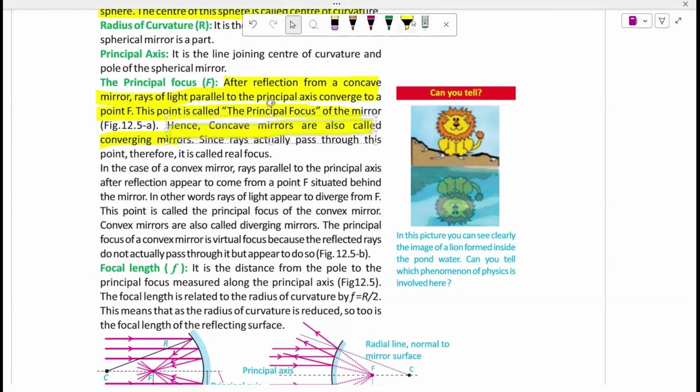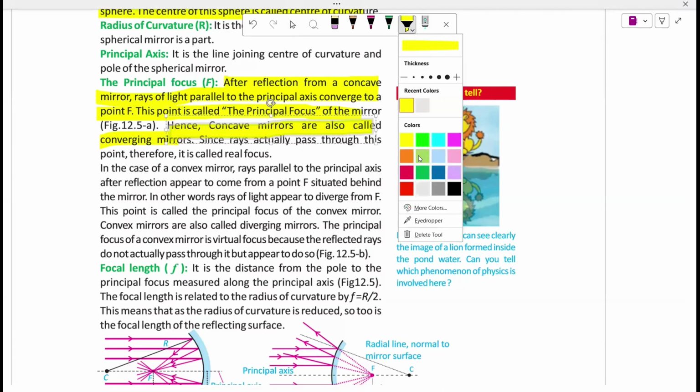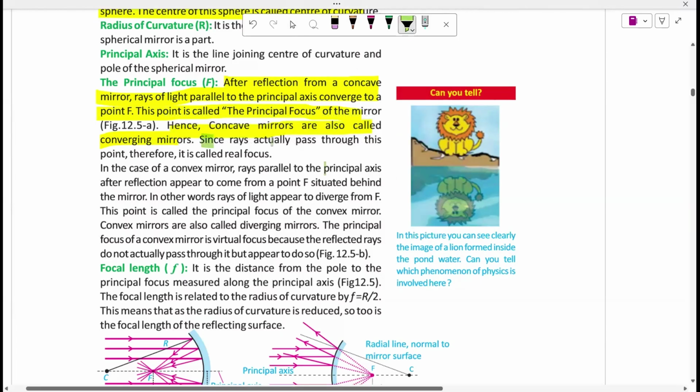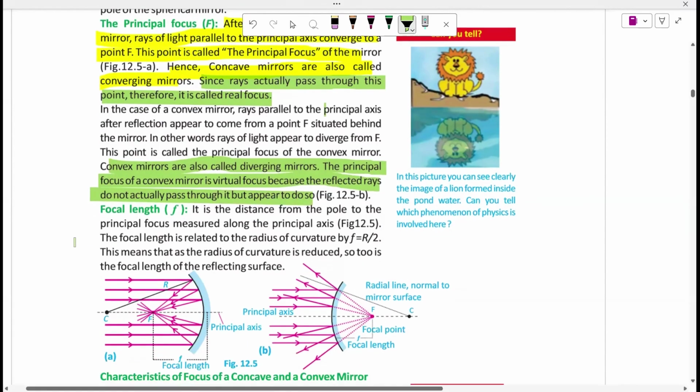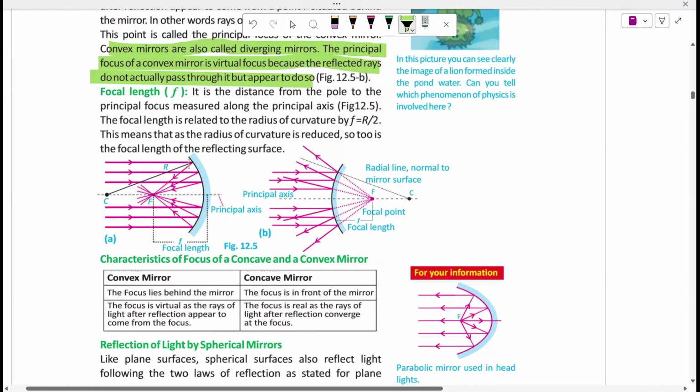Since rays, this is the important point which I was telling you, कि since the rays are actually meeting, so actually pass through this point, these are called real focus, whereas convex mirror में वो actually pass out नहीं करती, इस वजह से हम उसको कहते हैं virtual focus. Convex mirrors are also called diverging mirrors. The principal focus of a convex mirror is virtual because the reflected rays do not actually pass through it but appears to do so. हम उसको trace back करते हैं. ठीक है?